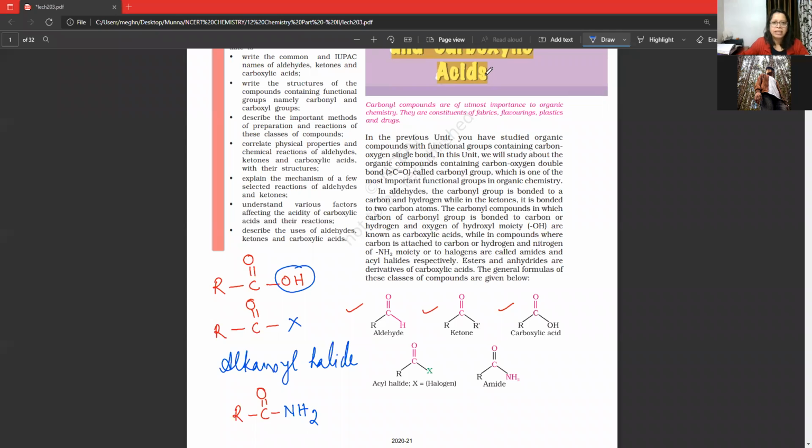What I said, if the OH group of carboxylic acid is replaced by a halogen, it can be chlorine, bromine, iodine, then that is called alkanoyl halide. And if the OH is replaced by an NH2 group, then it is called alkane amide.